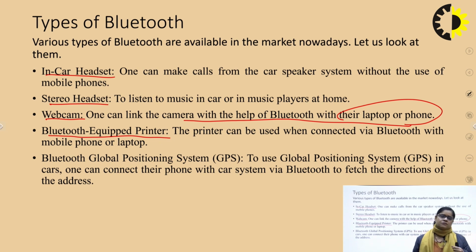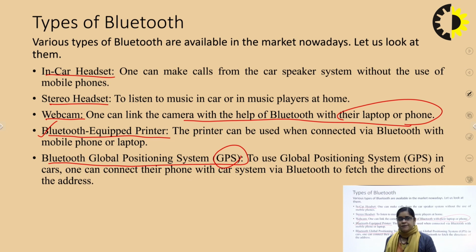And I am sitting in another room, right? So, in that room, I simply connect my printer with the Bluetooth and give the printout. So, this is also an application, or you can say it is one of the various types of Bluetooth that we use. And now again, this Bluetooth global positioning system, that is, the GPS.